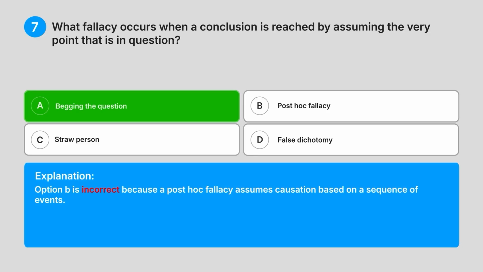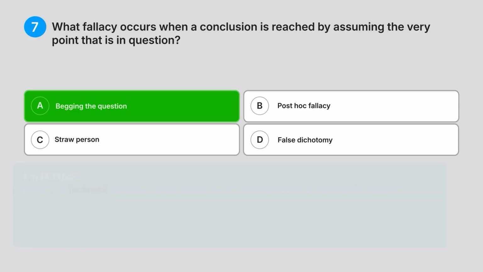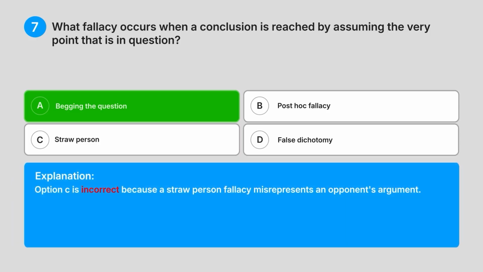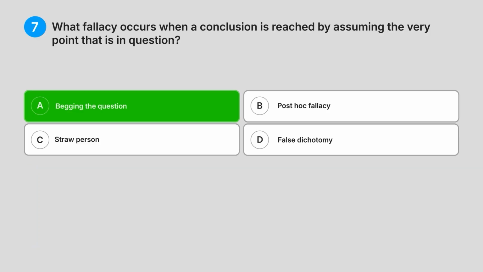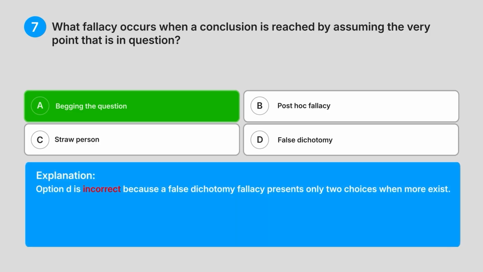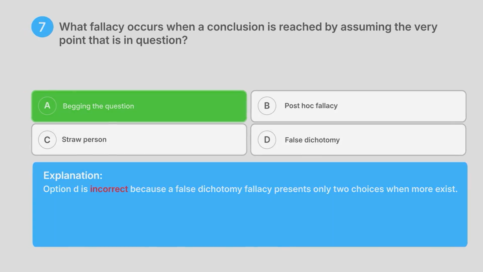Option B is incorrect because a post hoc fallacy assumes causation based on a sequence of events. Option C is incorrect because a straw person fallacy misrepresents an opponent's argument. Option D is incorrect because a false dichotomy fallacy presents only two choices when more exist.